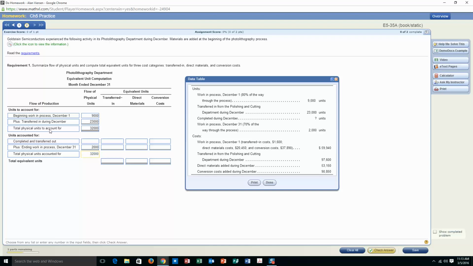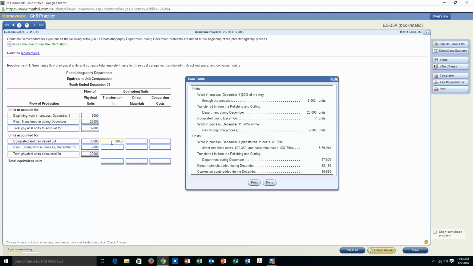And of course, I'm reconciling the fact that we have total physical units to account for of 32,000. Notice that there's a little bit of wording difference between physical units to account for and physical units accounted for. Sometimes that trips students up. It's just wording. Don't worry about it. Just use the wording we have down. Okay, so here's step 1, our physical units.